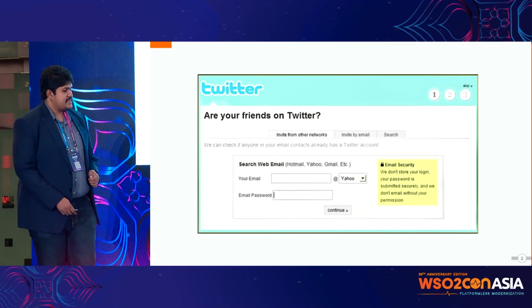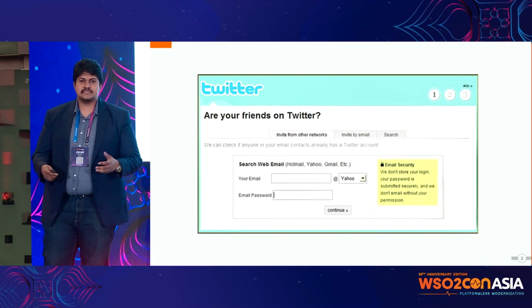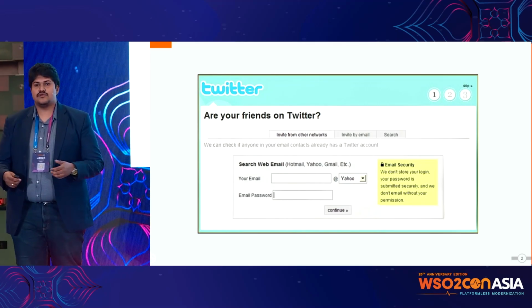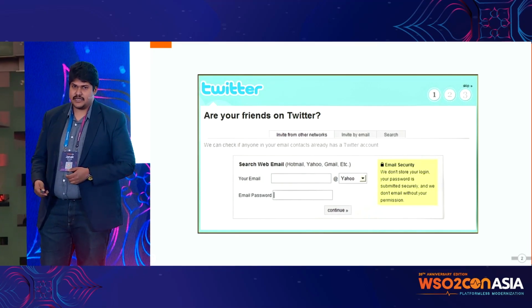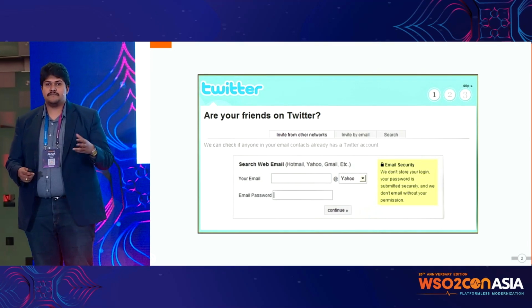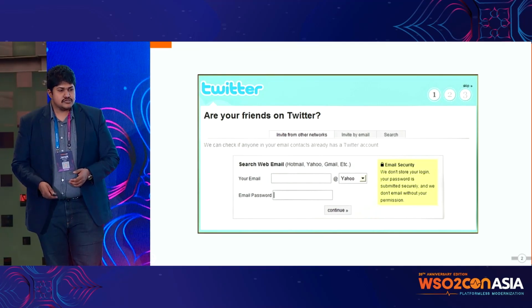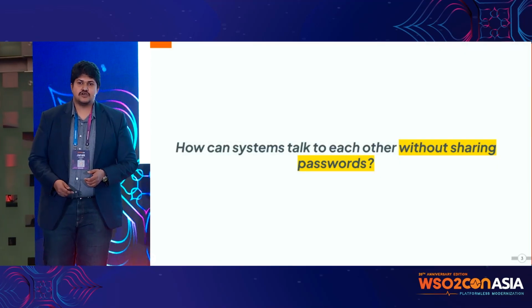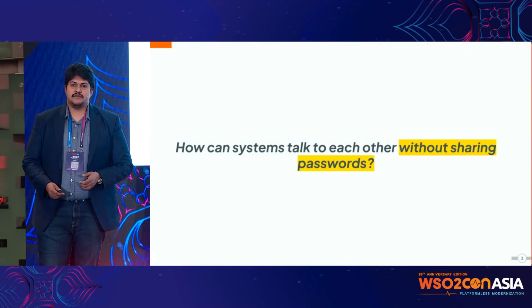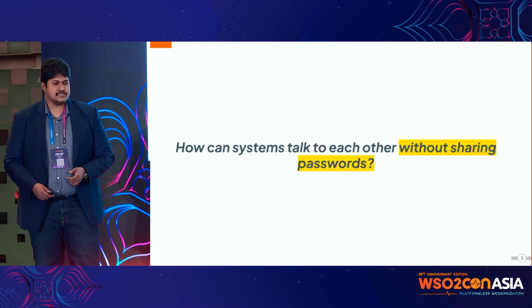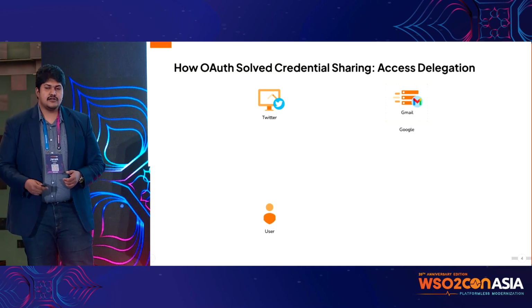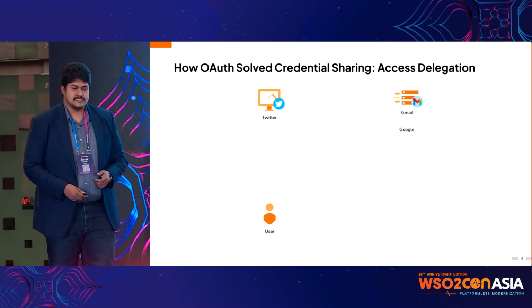There was a time on the internet when, to connect services, service A would ask for your password of service B. Sounds a little risky, right? And this was a common pattern back then. So, how can systems talk to each other without sharing passwords? This is exactly what OAuth solves with access delegation. So let's take a look at how exactly OAuth does this.